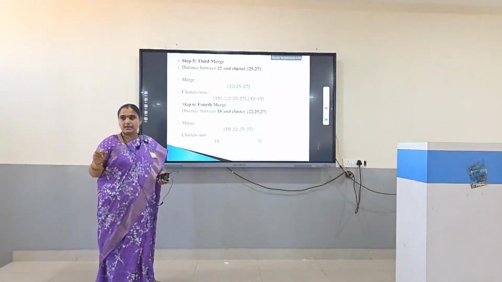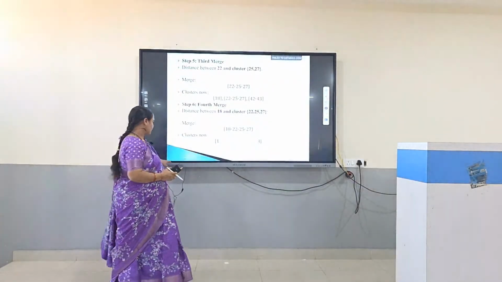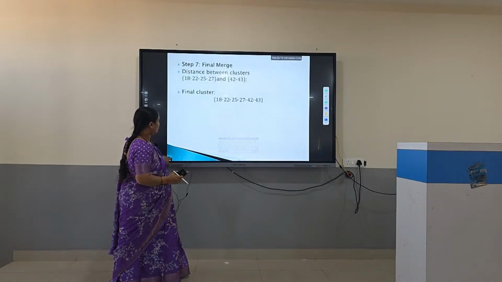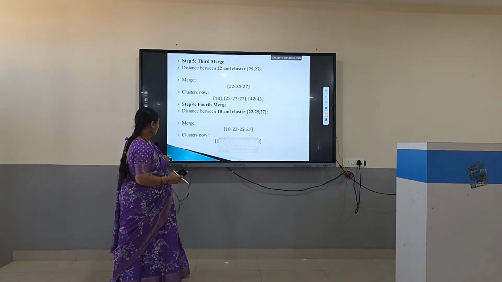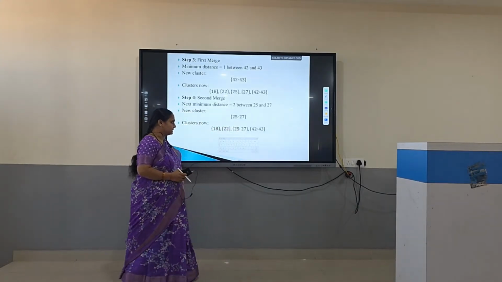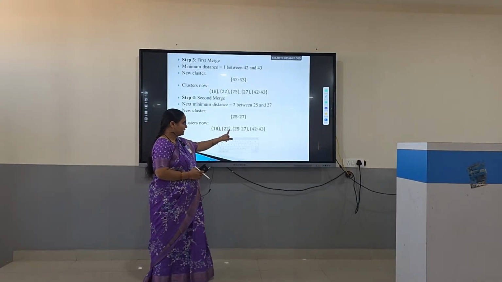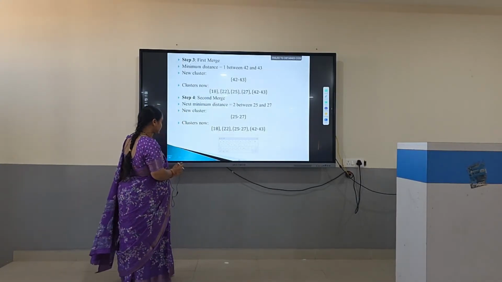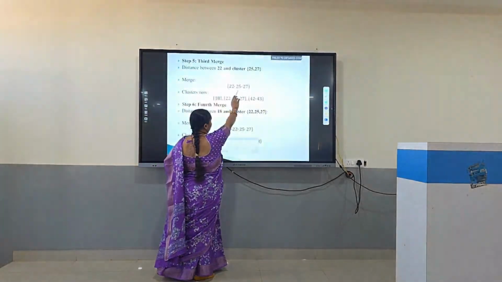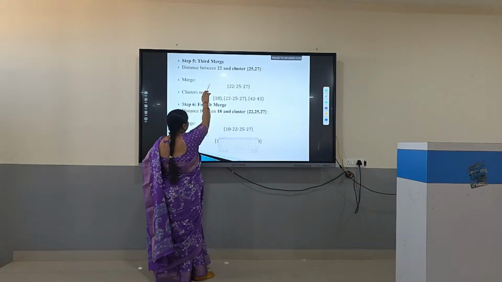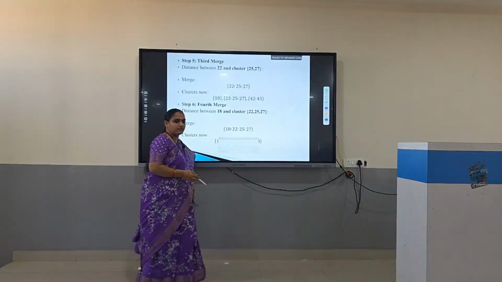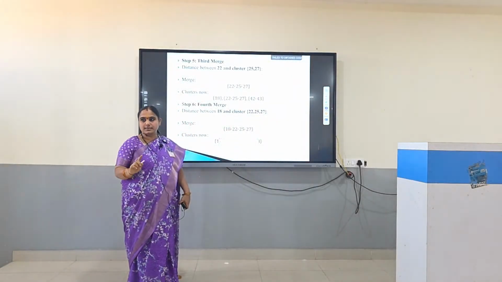If you do the calculation, only then can you know. After combining 25 and 27, you will get the next cluster, combined with 22: 22, 25, 27 is treated as another cluster based on their distance value. It makes 22, 25, 27 because this distance between all the items is the minimum value. Then you combine these values and you get another cluster.